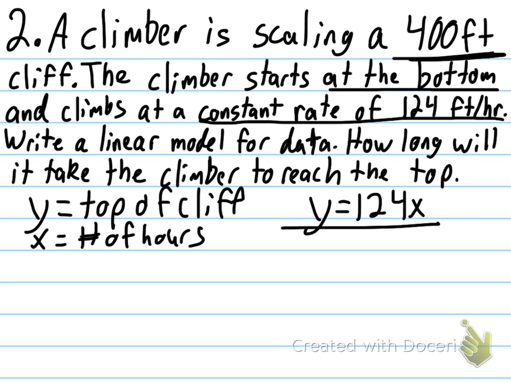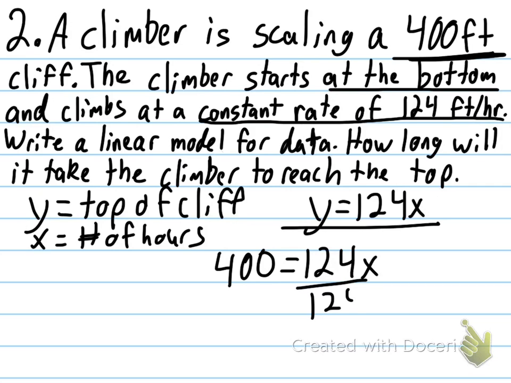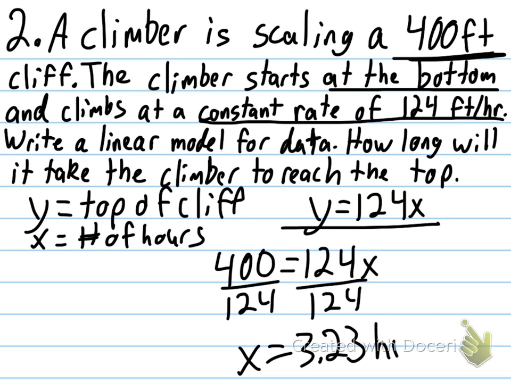So we can substitute in 400 for y in y equals 124x, divide by 124, and we get that our x is going to be, let's just round it to the nearest hundredth, 3.23 hours. So it's going to take us 3.23 hours to reach the top.